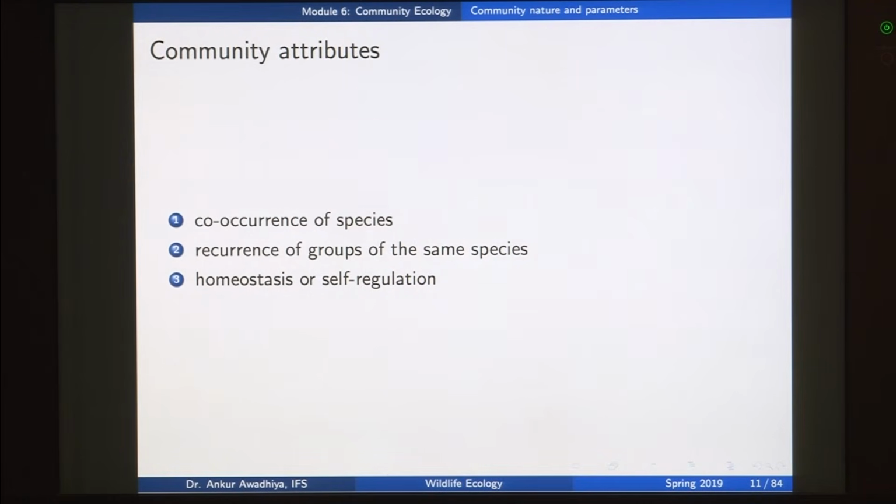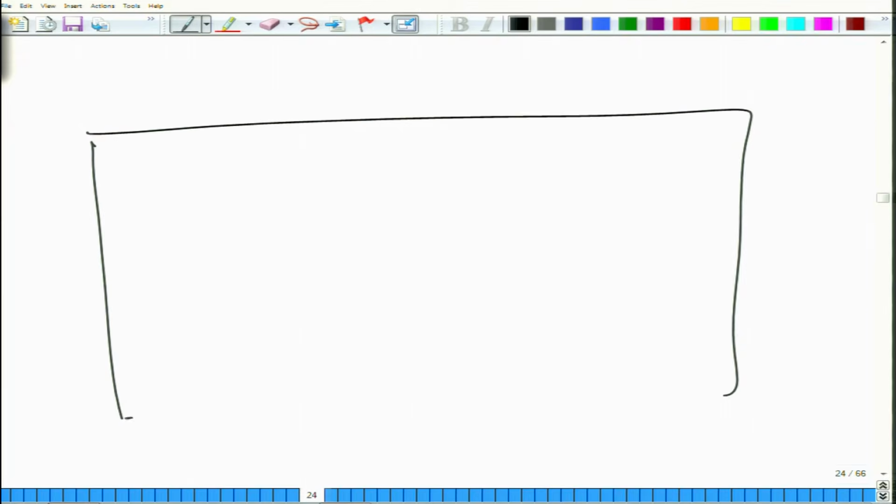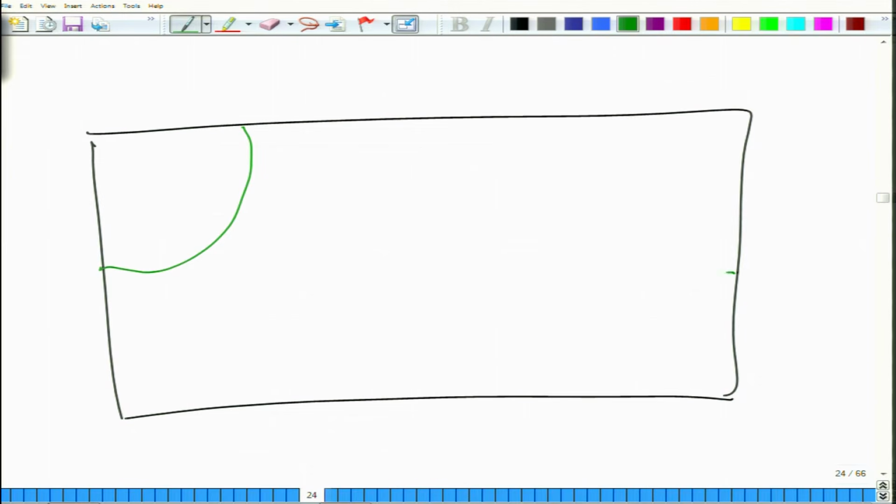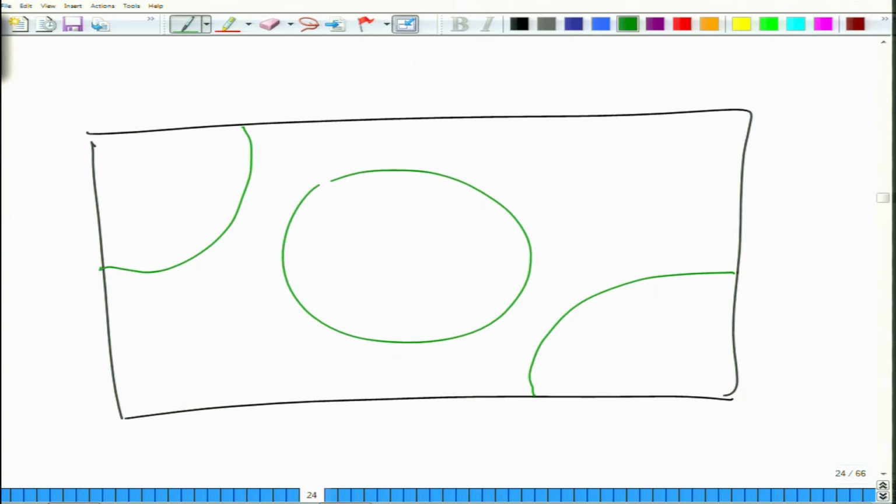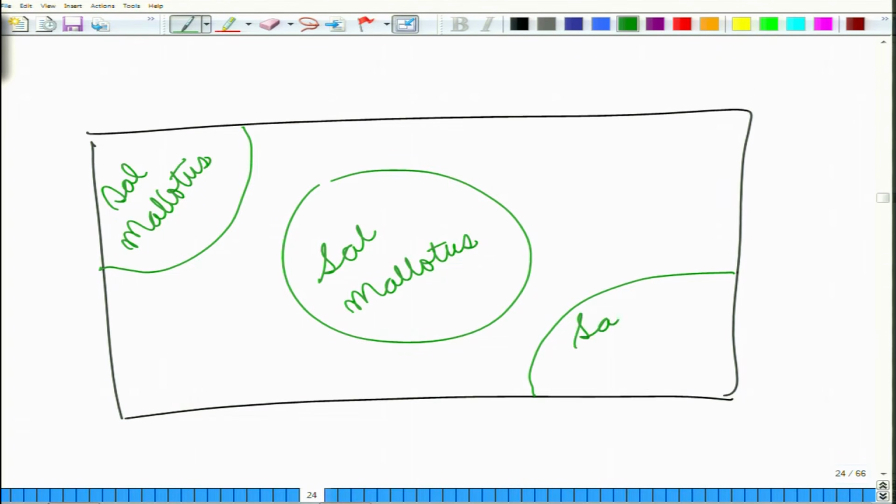Now, these groups tend to recur. Now, when we say recur, we mean that if you have, say, in a large landscape, in this area a sal forest and in this area another sal forest and in this area a third sal forest, then in all three of these sal forests, you will find sal trees and you will find Malotus trees. So, they tend to recur. Here also you have sal, here you also have the Malotus. Here also you will have sal and Malotus together.